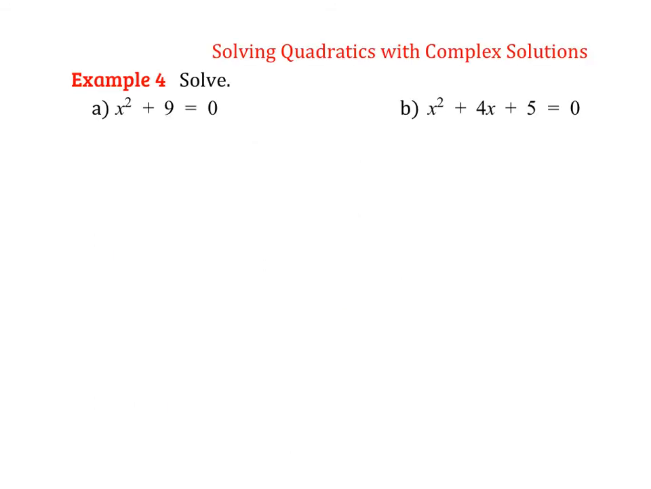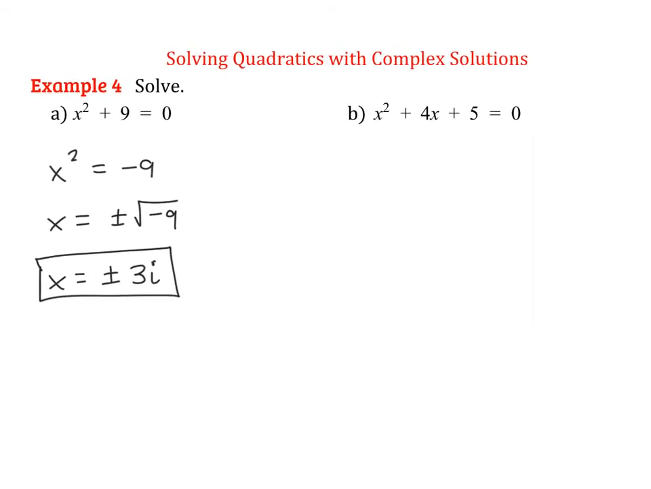Okay, the last thing we're going to do is solve quadratics that have complex solutions. So we're going to do two different approaches here. This one, I'm going to try to use the square root approach. So I'm going to isolate my squared term, and then I'm going to take the plus or minus square root of both sides. So here you can see, since we have a negative inside of our square root, we are going to have an imaginary number. So our x is going to equal plus or minus 3i.